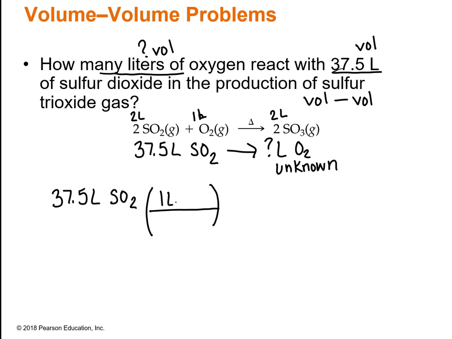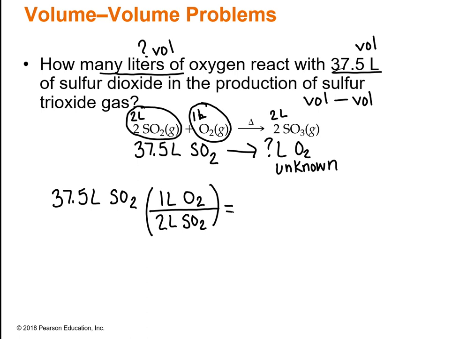From the balanced equation, we see 1 liter. Always go to your balanced equation for your mole ratio. That means that the given has to go in the bottom. For that, we get 2 liters. This tells us the ratio of gases and how they react. So you need 1 liter of oxygen gas for every 2 liters of sulfur dioxide gas.